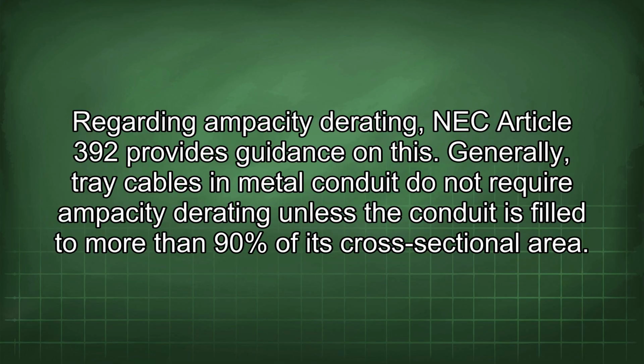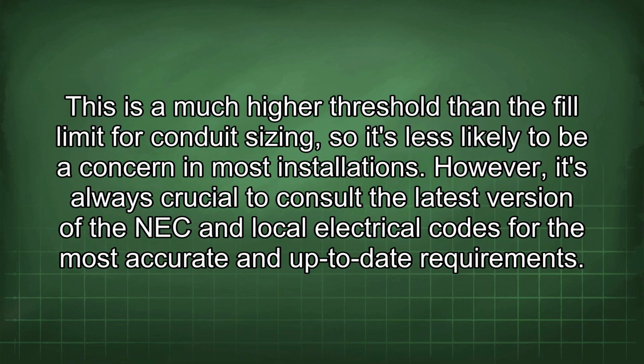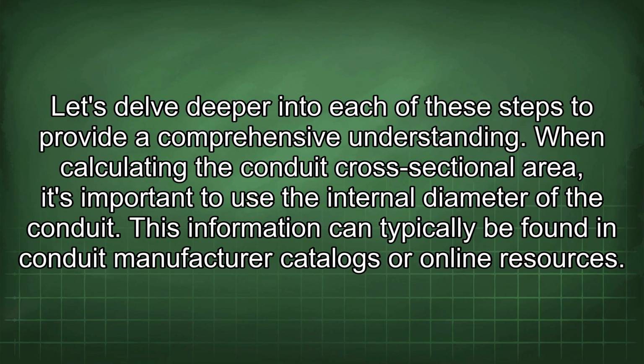Regarding ampacity derating, NEC Article 392 provides guidance on this. Generally, tray cables in metal conduit do not require ampacity derating unless the conduit is filled to more than 90% of its cross-sectional area. This is a much higher threshold than the fill limit for conduit sizing, so it's less likely to be a concern in most installations. However, it's always crucial to consult the latest version of the NEC and local electrical codes for the most accurate and up-to-date requirements. Let's delve deeper into each of these steps to provide a comprehensive understanding.